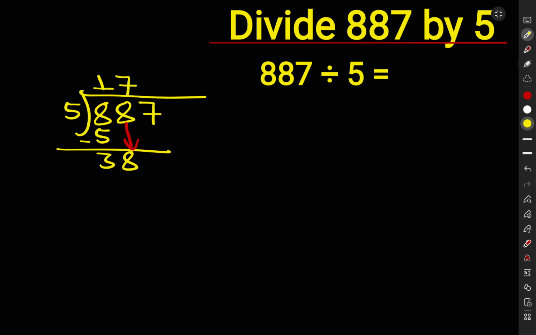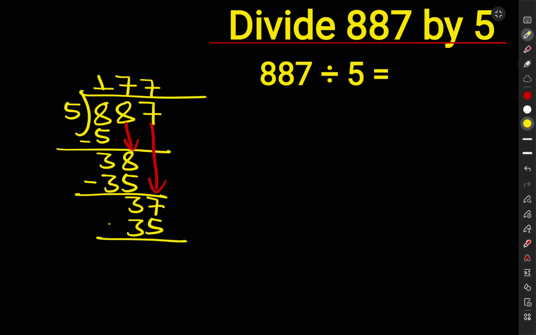5 times 7 is 35. On subtracting we get 3. So again we put down this 7 and it is 37. 5 times 7 is 35. On subtracting we get 2.